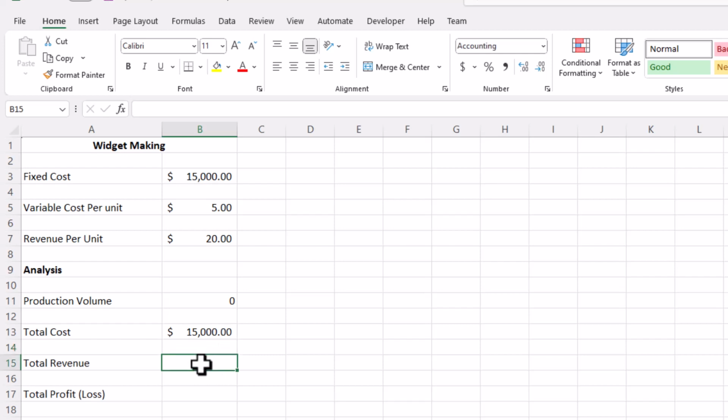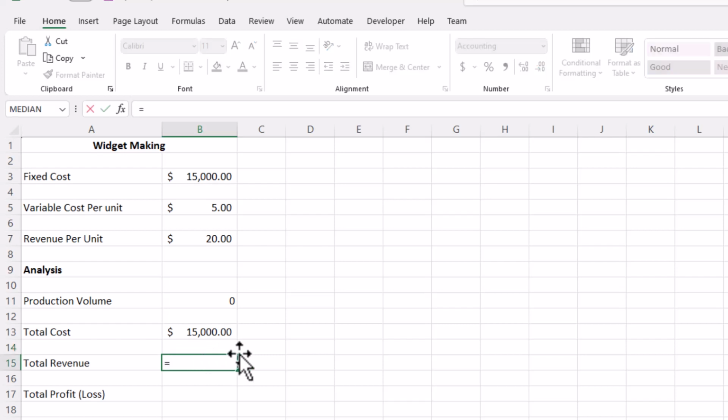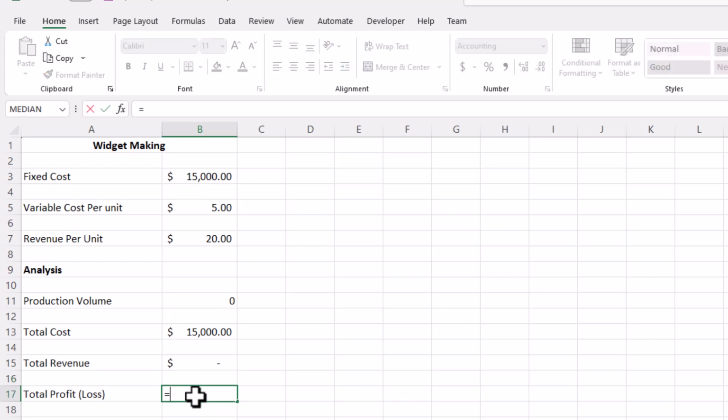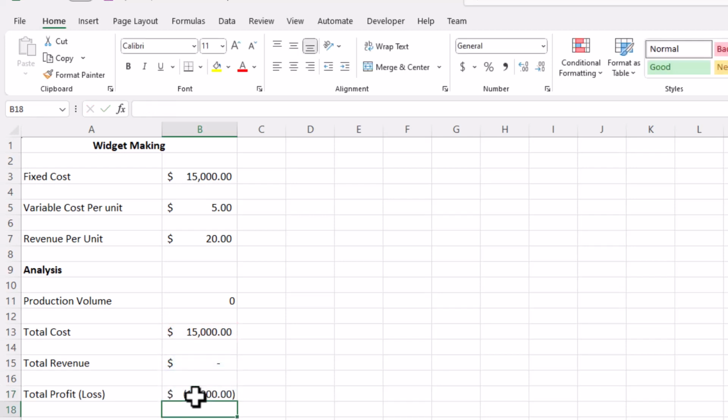We define the total revenue to be equal to the unit profit or revenue per unit, which is in this cell, multiplied by the production quantity or volume, which is in this cell, and that's going to be 0. And lastly, the total profit is going to be equal to total revenue, which is in this cell, minus the total cost, which is in this cell. And that's going to be, for a production volume of 0, we incur a loss of $15,000.